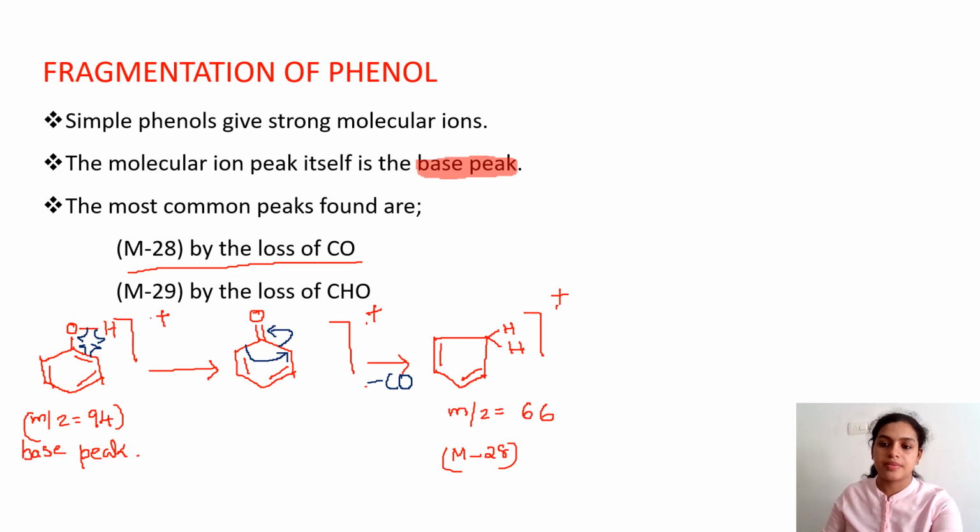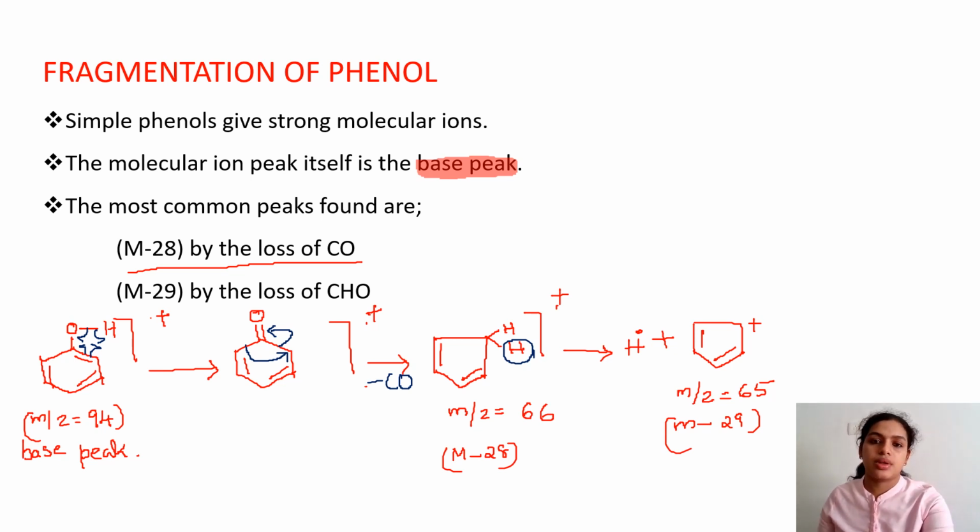Carbon monoxide is eliminated. And we should get this M-29 also. That means there is a difference of only one hydrogen. So here we can clearly see that from here, one of the hydrogens will go out as H dot and the remaining one as positive. This species is the cyclopentadienyl cation and it has an m/z value of 65, and this is the M minus 29 peak.